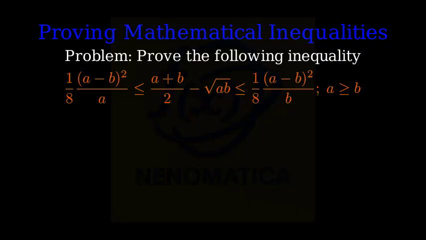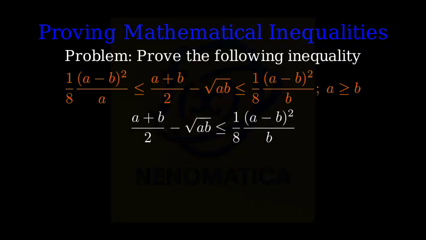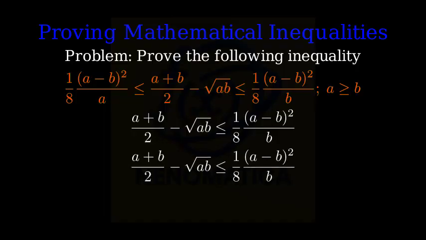Let's start by focusing on the right-hand side of the inequality. We want to prove that (a plus b) divided by 2 minus the square root of a times b is less than or equal to 1/8 times the quantity (a minus b) squared divided by b. Let's follow the solution approach shown in the algorithm. Our first step is to rearrange the terms to get the expression (a plus b) divided by 2 minus the square root of a times b on the left-hand side.